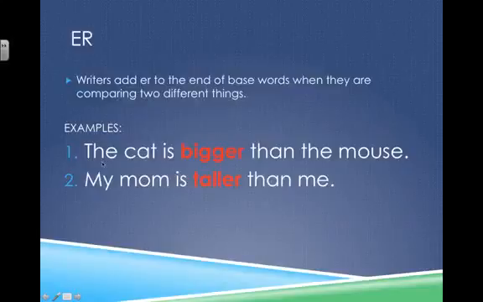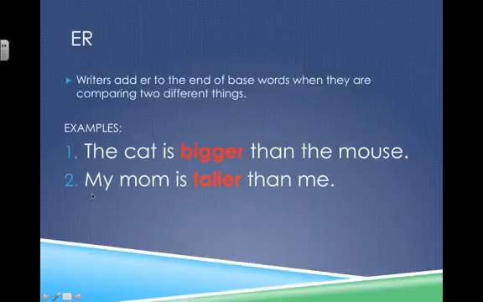Let's look at this example. Can you read it with me? The cat is bigger than the mouse. In this sentence, I'm comparing the cat and the mouse. Those are two different things. So I've written the word bigger. I've used that ending ER. I've added it to the end of big to make bigger. The cat is bigger than the mouse.